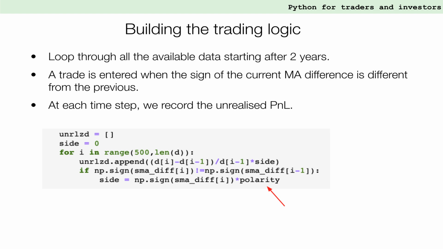At each time step, we record the unrealized P&L as the percentage difference between the current and previous price times the trading direction. This needs to be done before we switch the trade polarity, or otherwise our results will be wrong. That's all we need to define the strategy, but be careful. Small mistakes in signs and sequences can produce completely wrong results. So please check your trades and results carefully when you design a new strategy.